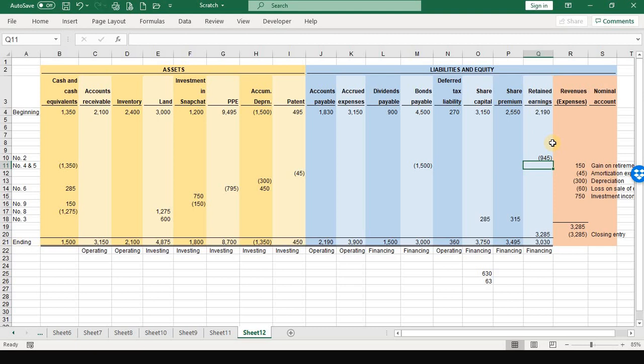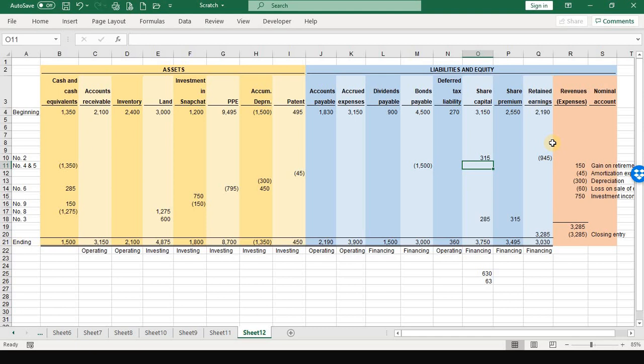So that is negative because debit. Then credit share capital. So the share capital is credited for 63 shares times the par value of 5 pesos. So 315.